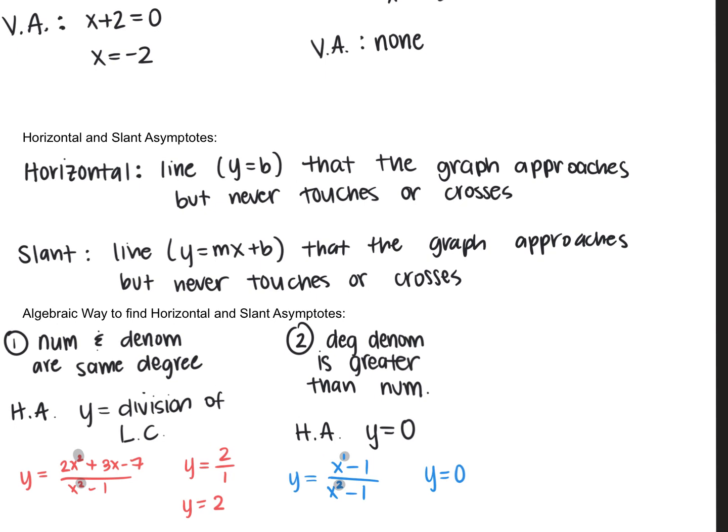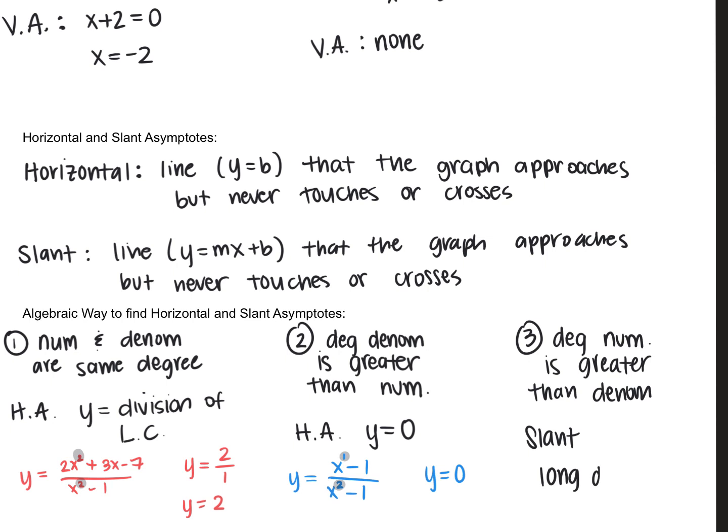So we've talked about when they're the same, and we've talked about when the denominator is greater. So the third case is when the degree of the numerator is greater than the denominator. And this is the case where you have a slant asymptote and you have to perform long division. All right, and I'm not going to do an example of that here because it's not like a nice shortcut like it is with the first two examples we looked at. So we'll look at an example of this on the next page.